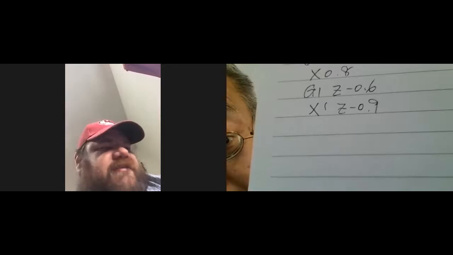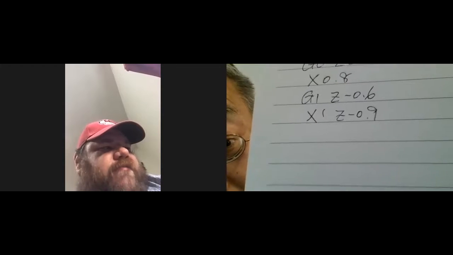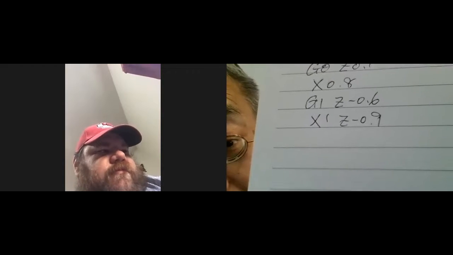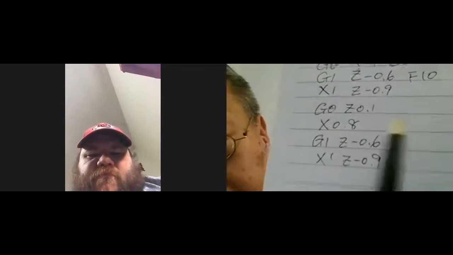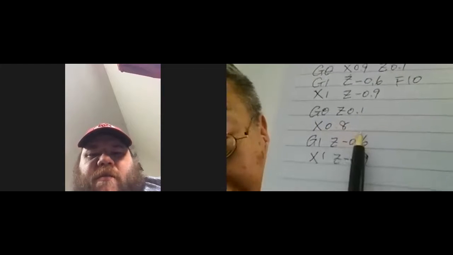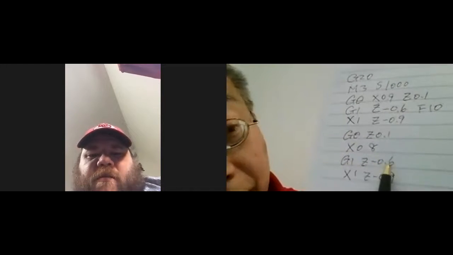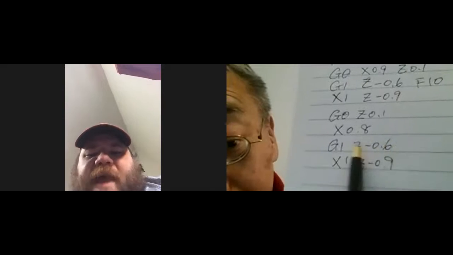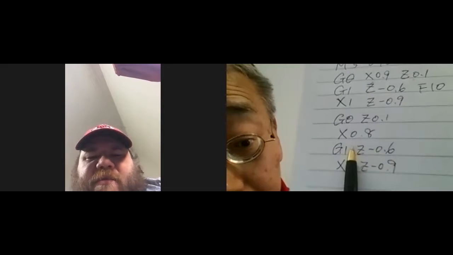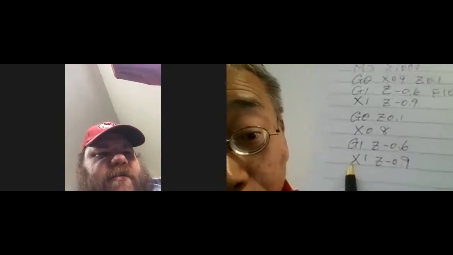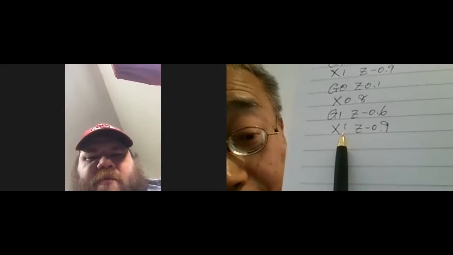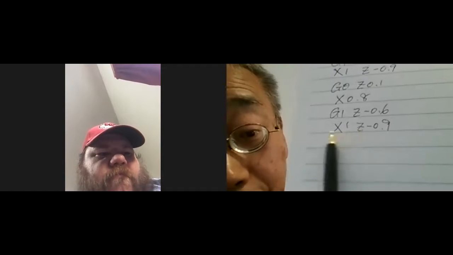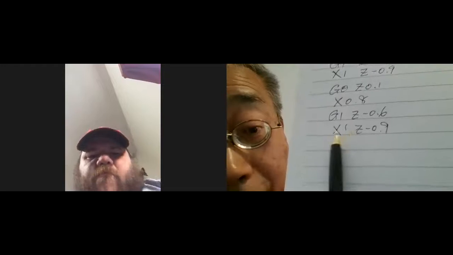Well, isn't it still on the X 0.8 though? No. See, I put X1 over there. This line X was 0.8. Oh, an X1? What does X1 mean? X1 means the coordinates. Okay. 1 inch.